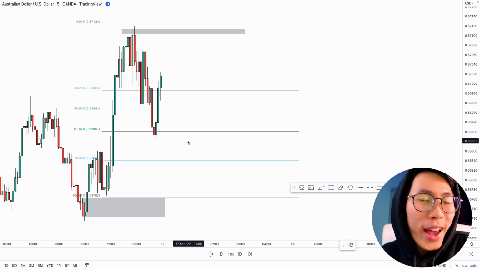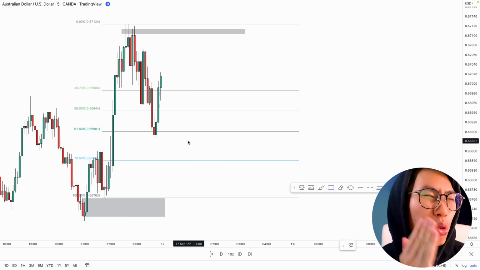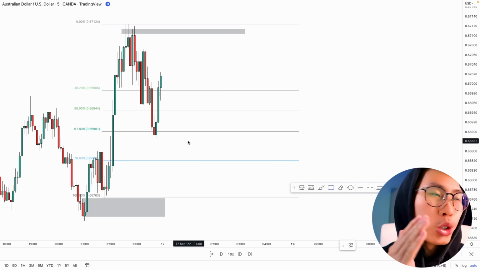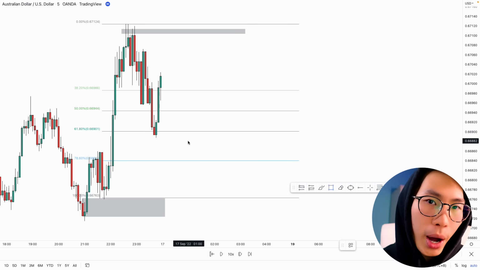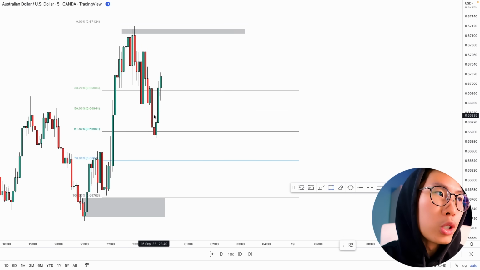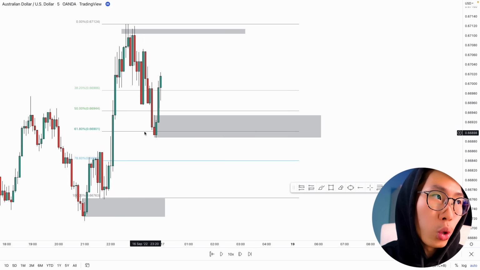Now this is where the real fun begins. This is where the magic happens. You can see right here, this is the 61.8 retracement level. But at the same time, it is also our demand zone. It's also our demand zone right here. We have just discussed that this is our demand zone, right? So I'm not gonna explain it again, obviously.